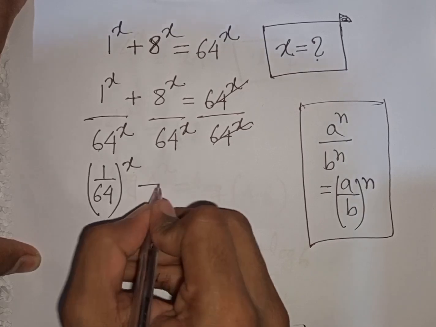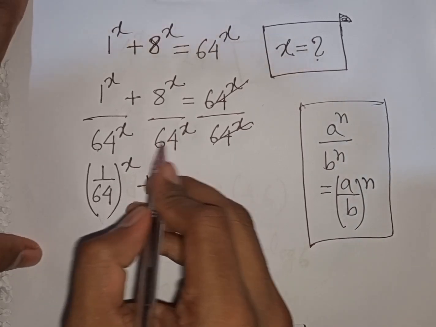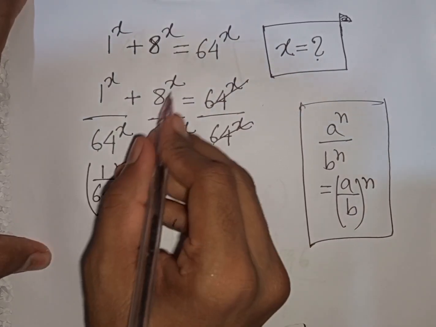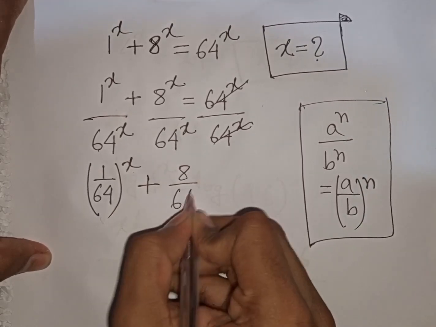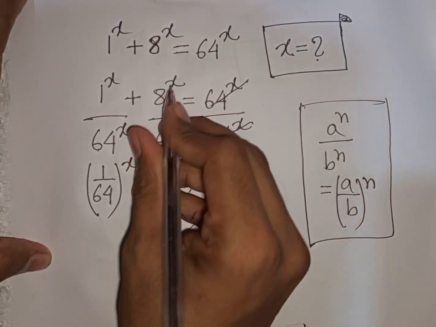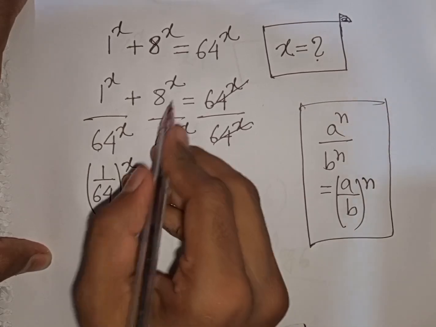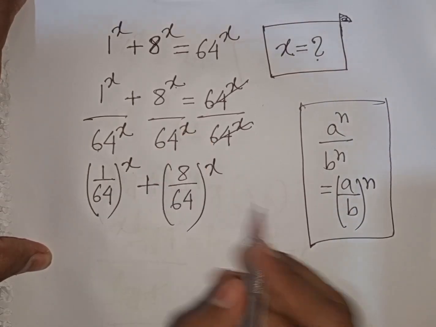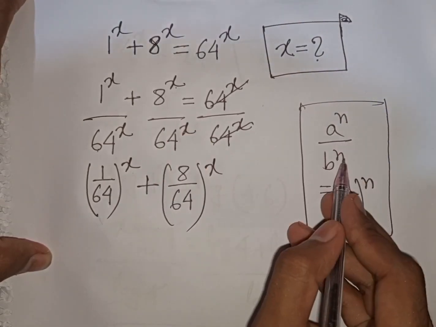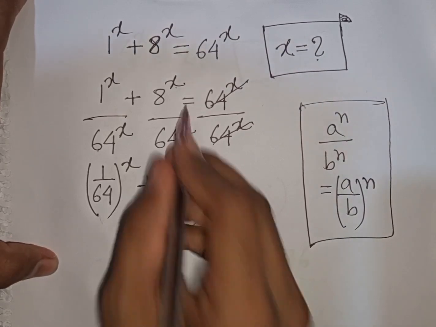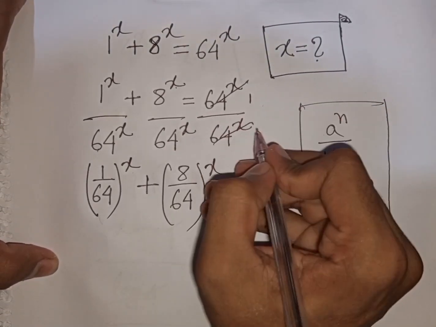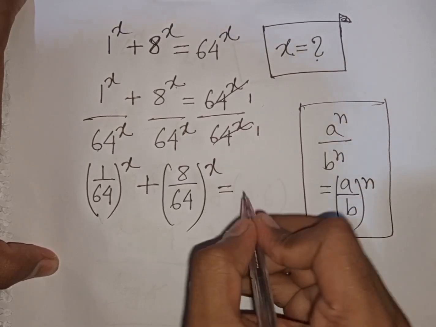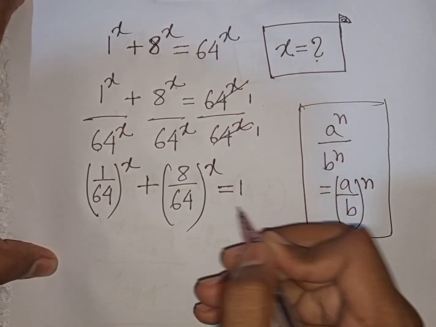Then plus, here we can apply this formula again. So, it will be (8/64)^x, same power but different base. Here, 1 divided by 1 means it will be 1.